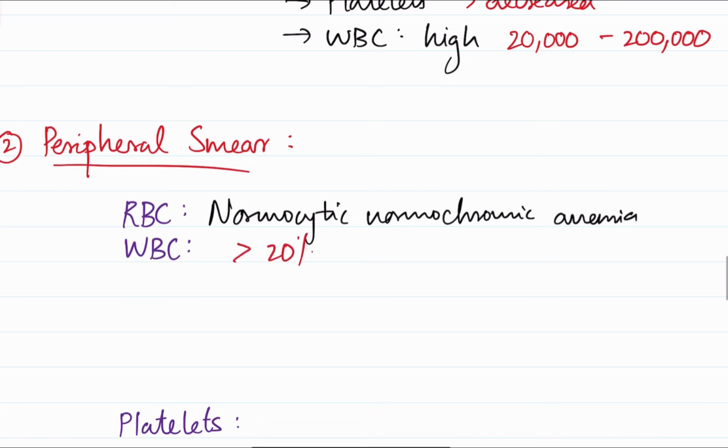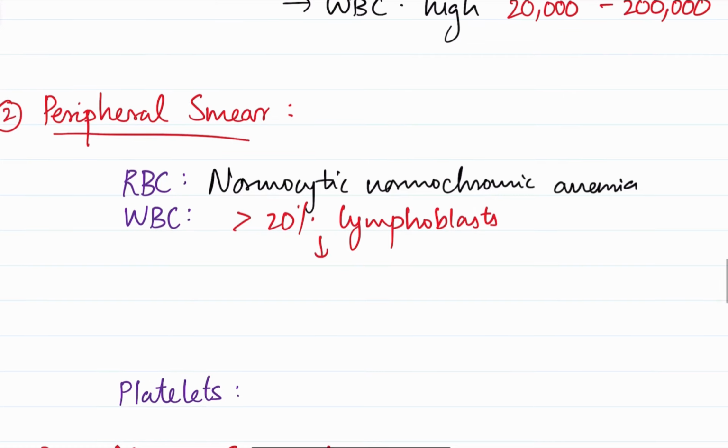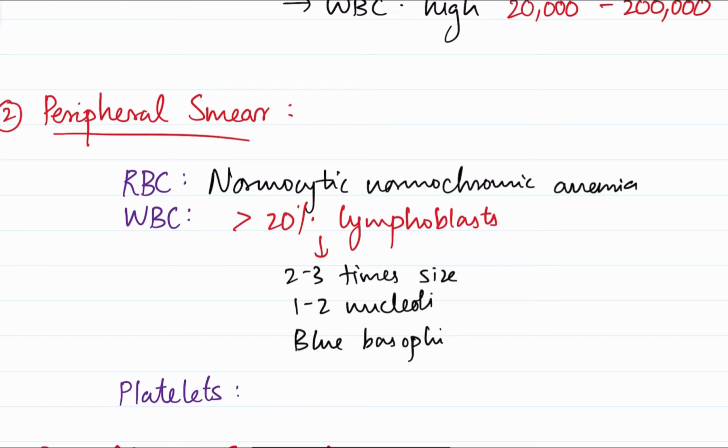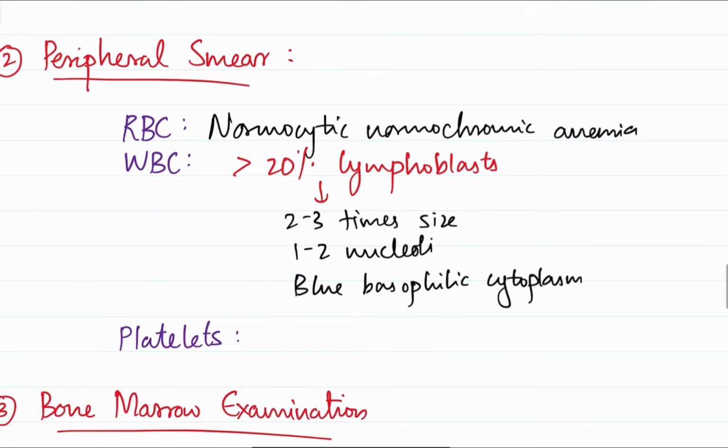What about the WBCs? More than 20% lymphoblasts will be present. What are the features of lymphoblast as we have discussed earlier? Roughly, it is 2 to 3 times the size of a lymphocyte, having 1 to 2 nucleoli, and there is a blue basophilic cytoplasm. Auer rods are absent. So these are the features of the lymphoblast. What about the platelet count? We can expect there will be thrombocytopenia in the peripheral smear.